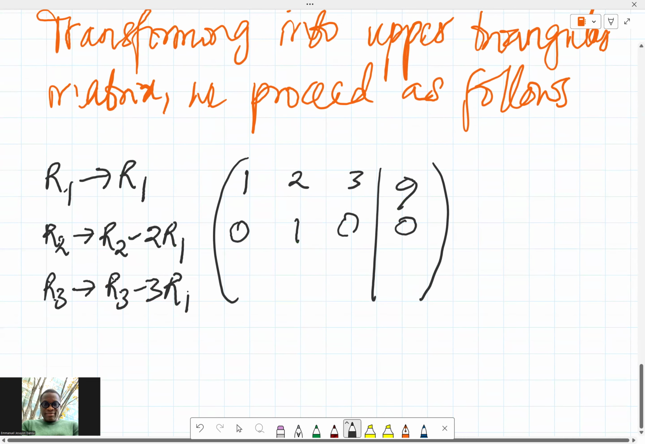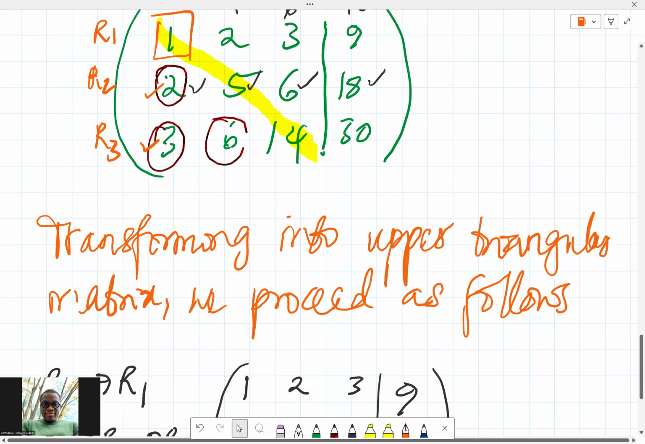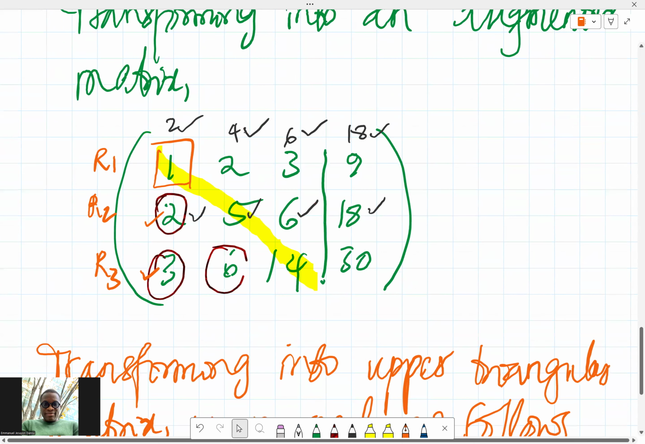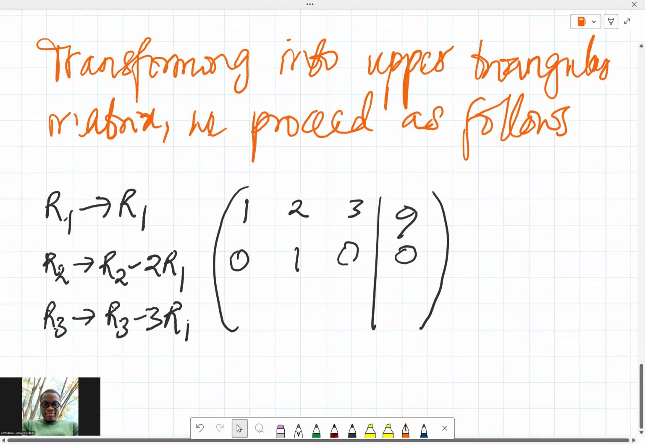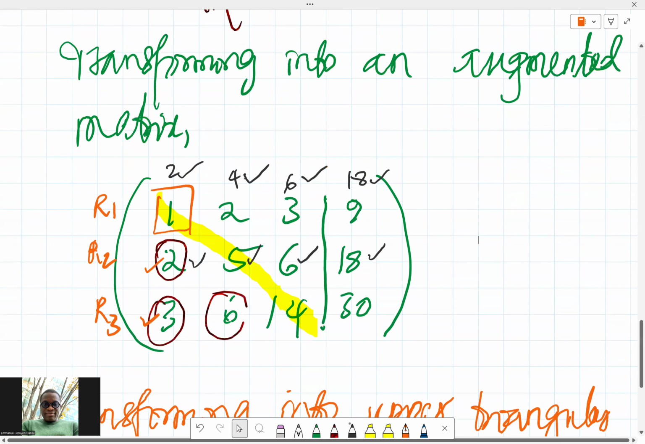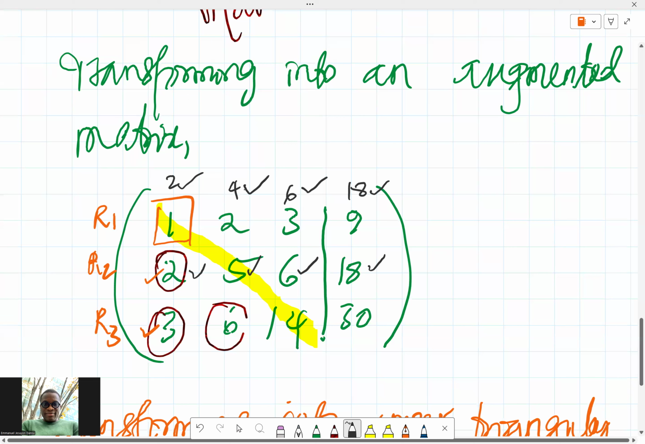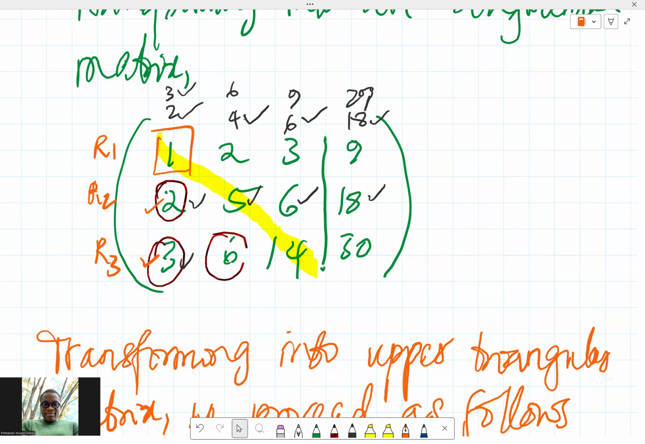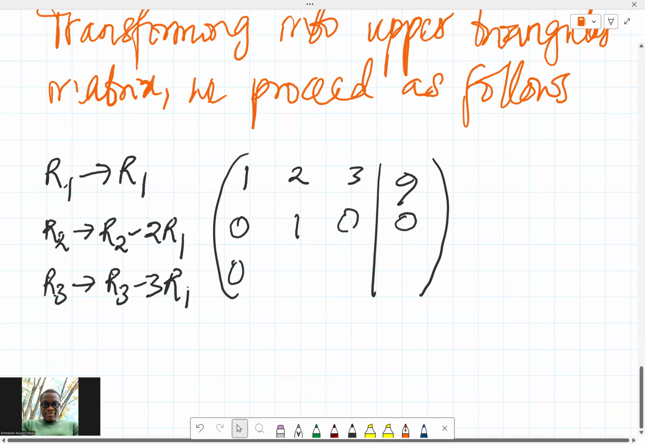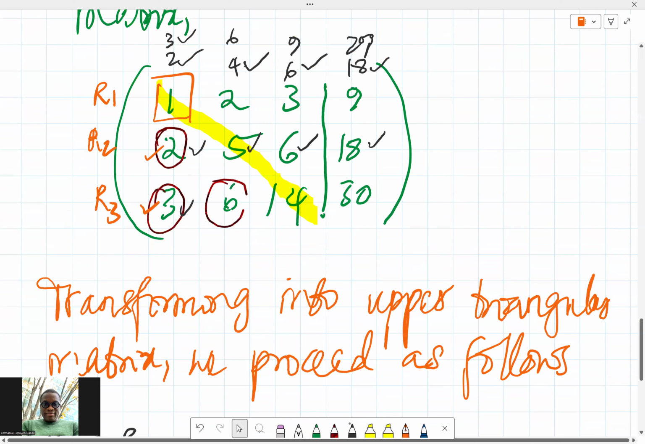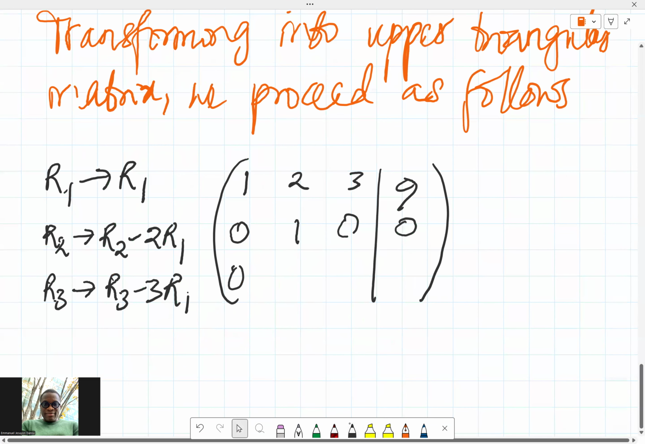Okay, so we go to row 3. We said that should be row 3 minus 3 times row 1. So 3 times row 1: 3 times 1 is 3, 3 times 2 is 6, 3 times 3 is 9, 3 times 9 is 27. So we have 3 minus 3, that is 0 down here. And we go up again: 6 minus 6, another interesting 0.